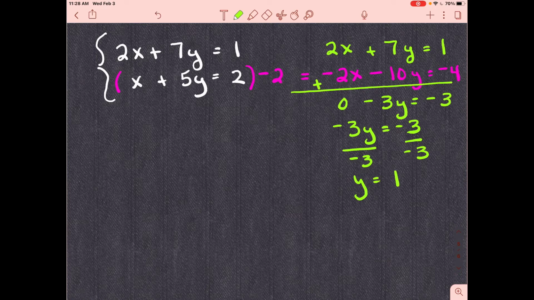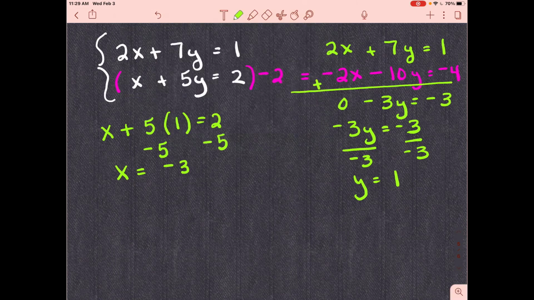I'm going to take my y equals 1 and plug it into something. So I think I'll use the second equation in its first form. I've got x plus 5 times 1 instead of y equals 2. 5 times 1 is just 5, so I'm going to subtract 5 here. X equals a -3. So my final answer is x is -3 and y is 1.